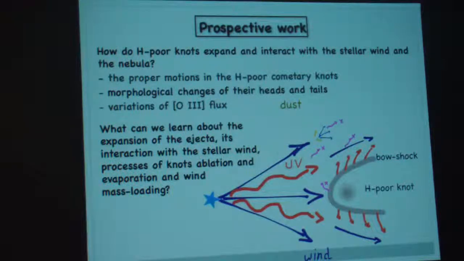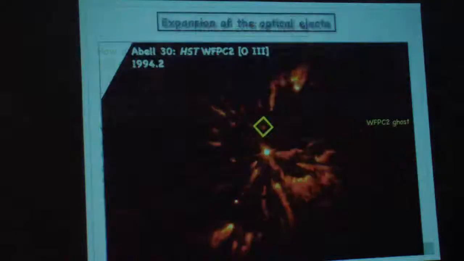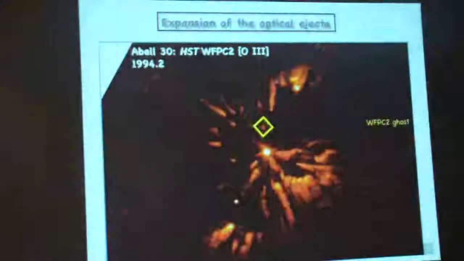the broadband imaging of the HST was not very sensitive, so we requested new observations, 20 years apart, in the [O III] lines. And now here I can show you. This is the 1994 image of our object. This is a ghost image. And if we compare with the new images, we can see how it expanded from 1994 to 2013.